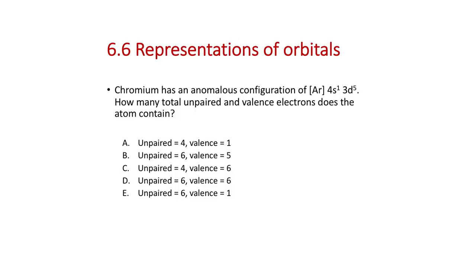Then the last question from the notes was: chromium has one of these anomalies that we showed. It's really a 4s1 3d5. How many total unpaired and valence electrons does the atom have? Well, we said in class, we expected a 4s2 3d4. And if this were the case, we would have had 4s2 and then the 3d 1, 2, 3, 4. We would have had 4 electrons unpaired.